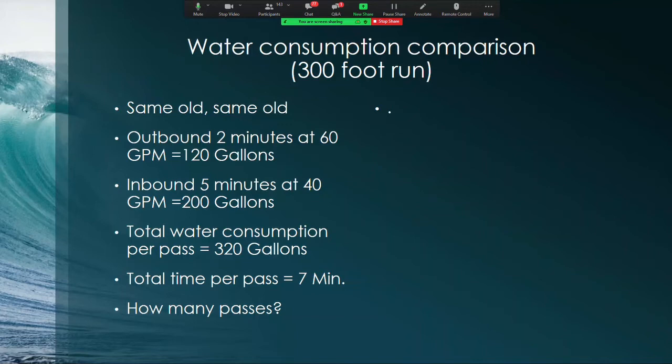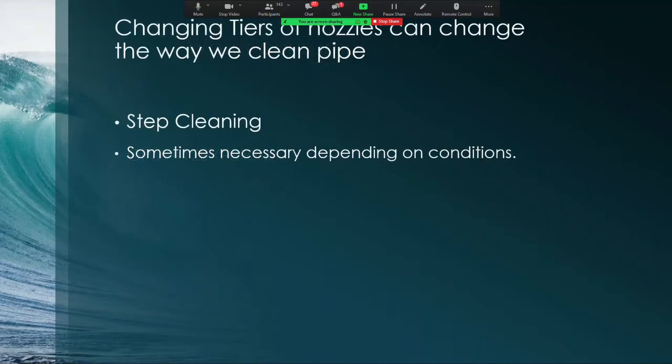It's 120 gallons of water used on the way out. And on the way back, because I've dropped the pressure, it means I drop the flow, and I slow things down and clean on the way back. I'm going to burn up 5 minutes at 40 gallons, or 200 gallons, for a total consumption of 320 gallons and a 7-minute pass. Okay, keep that in mind. We'll get back to that.